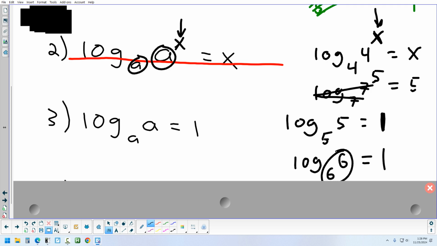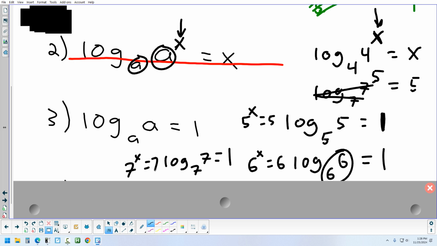Basically, if you wanted to think of it a different way, 6 to what power would give you 6? To the first power. The top one is saying 5 to what power would give you 5? The first power. That's all that this property is saying. How about log base 7 of 7? That's basically saying 7 to what power would give you 7? 7 to the first power.